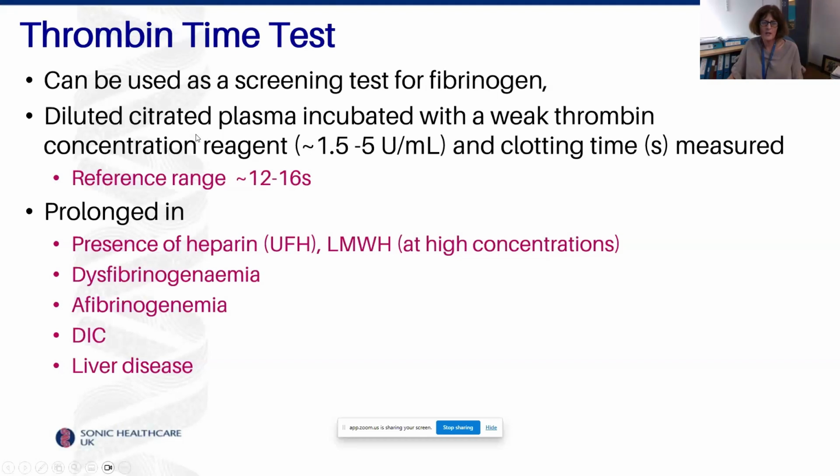So we just dilute the patient's plasma 1-to-1 with a buffer, and we incubate that to warm it up to 37 degrees, and then we clot it with a weak thrombin concentration reagent. It's a much weaker reagent compared to the Clauss fibrinogen. The Clauss thrombin that we use is 100 units. When we do the thrombin time test, it's weak, 1.5 to 5 units. The reference range is usually 12 to 16 seconds.